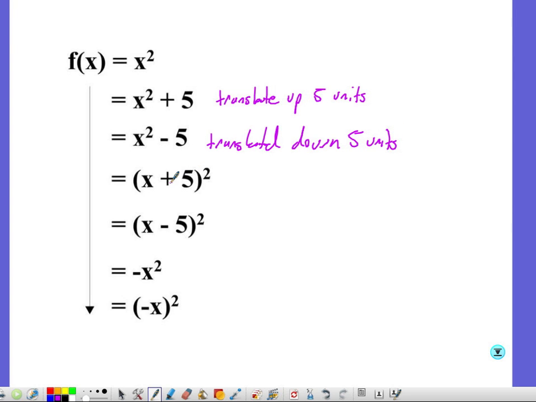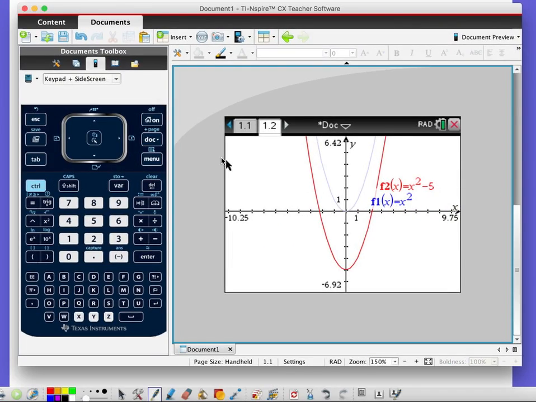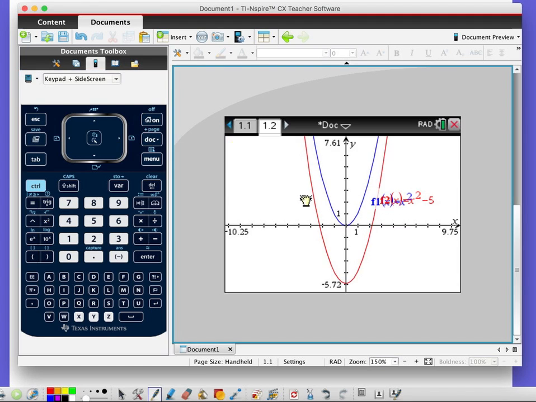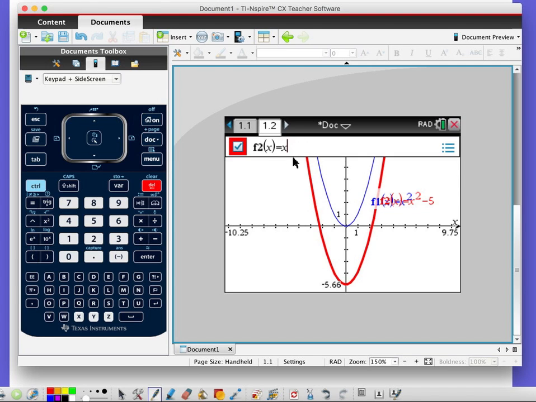Okay? Here we have something different. We have x plus 5 in parentheses, then we square it. So let's press tab, press up, and let's go ahead and erase this. Let's put parentheses, x plus 5, close parentheses, and then we're going to square that. Alright. I think I erased it. Yeah, I have to do this all over again.